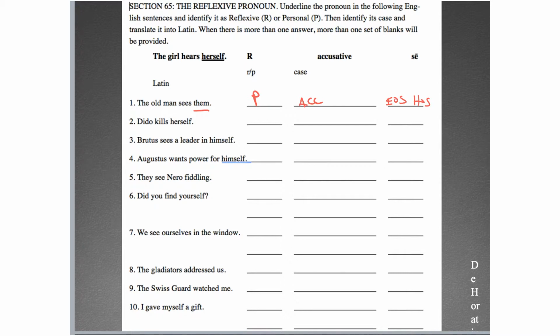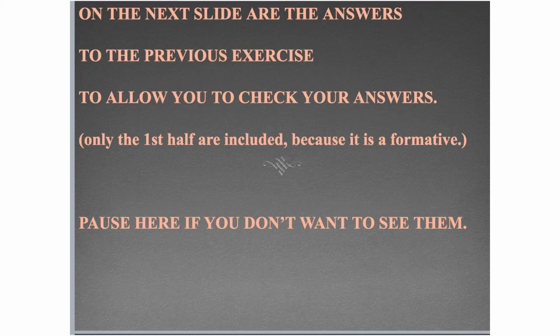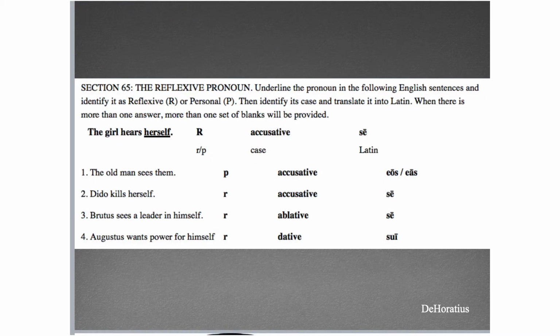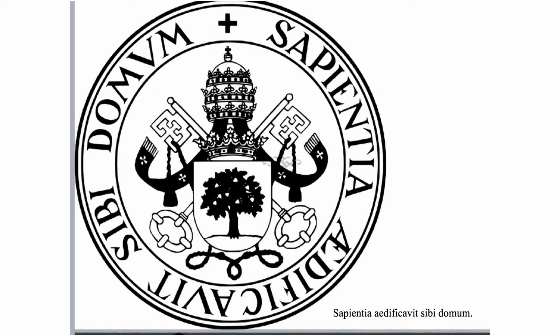All right, and number 2, Dido kills herself because we have the self there. That's going to make it reflexive. It is also accusative, so it's going to be se. All right, now I'll leave you to do the rest. So as we've done in the previous weeks, pause if you want to. Here come the answers. All right, so there are the first 4 in terms of what they should be.